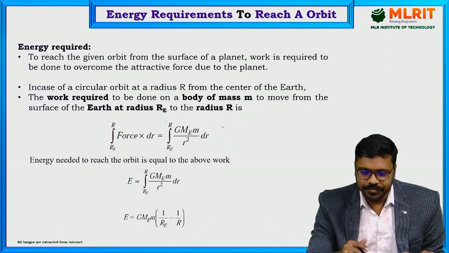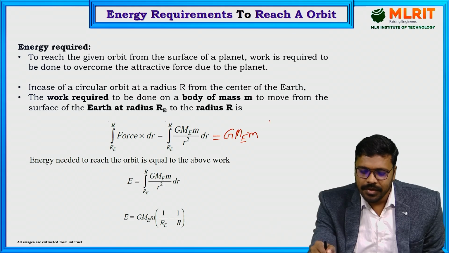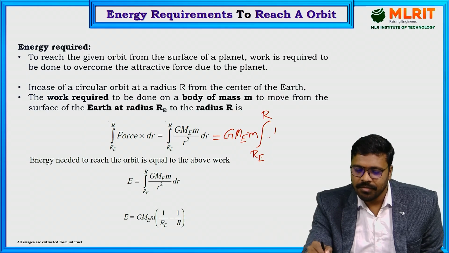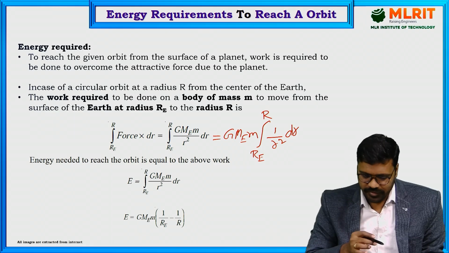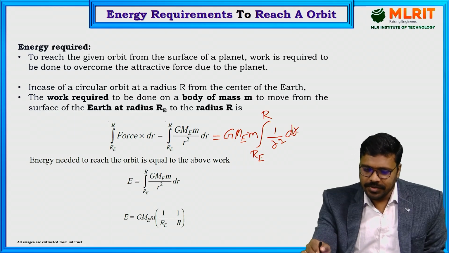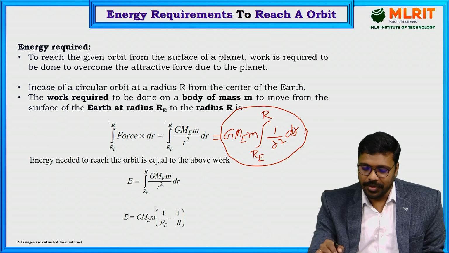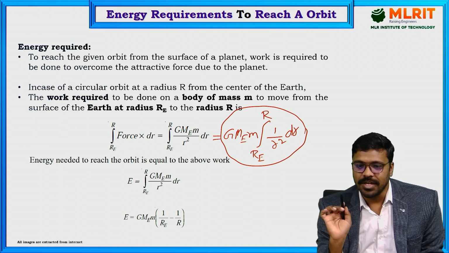This will become capital G ME into small m into the integration from RE to capital R of 1 by R square dr. Okay, 1 by R square dr. So this is nothing but the energy, the work done by the object to reach the orbit.